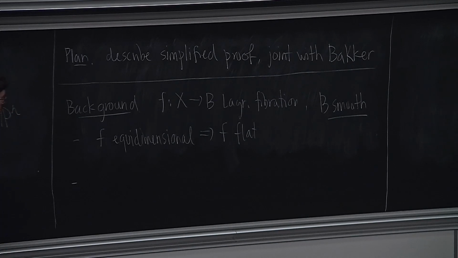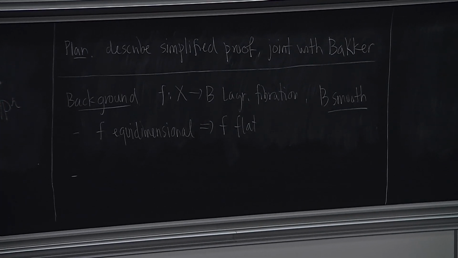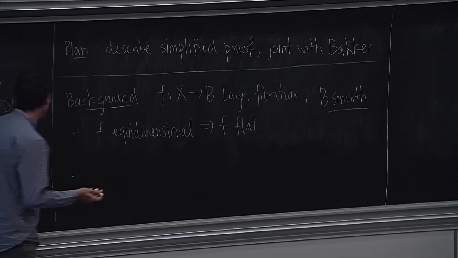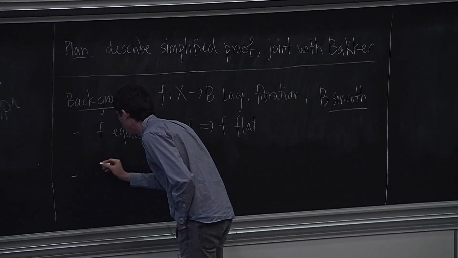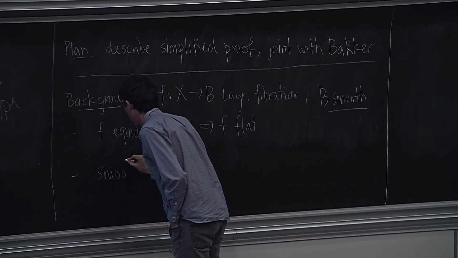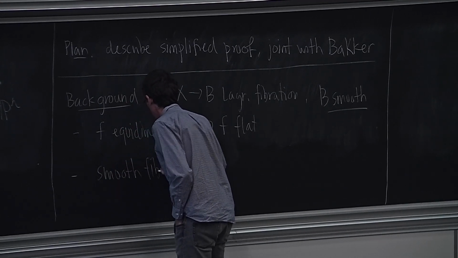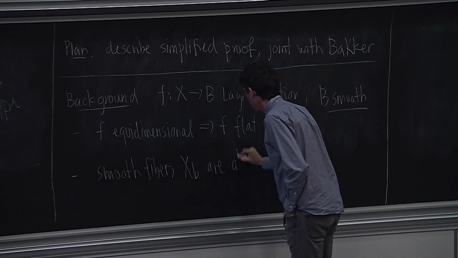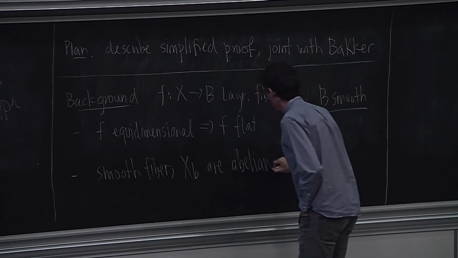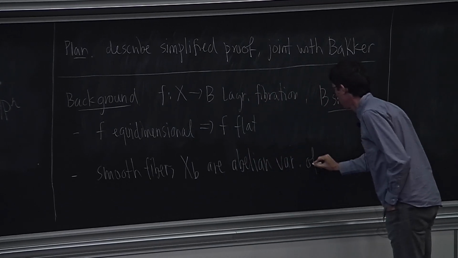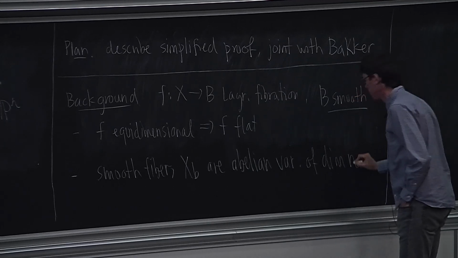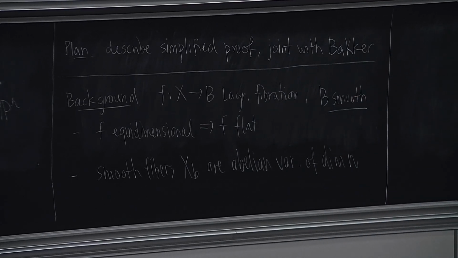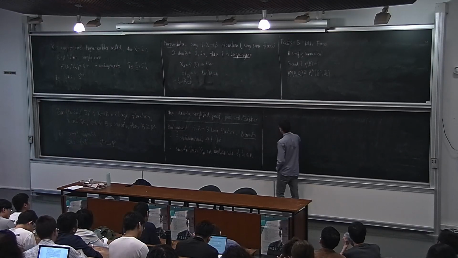The other geometric fact is that the smooth fibers have trivial canonical bundle and trivial tangent bundle. So they're abelian varieties. So the smooth fibers are abelian varieties of dimension n. And you can see that like this. This I should explain anyway.